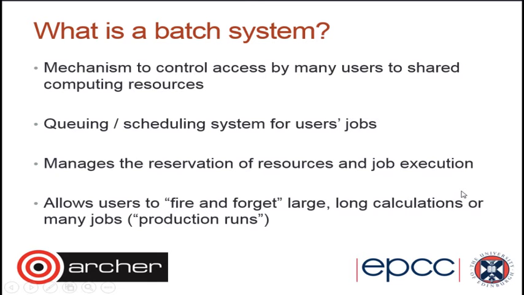Essentially, what a batch system provides is a queuing system or scheduling system for the jobs belonging to users. So batch systems are also called batch scheduling systems or scheduling systems or schedulers. These are just interchangeable names. So what a batch system does is it manages the reservation and efficient allocation of resources, and it manages the job execution throughout the entire lifetime of the job.